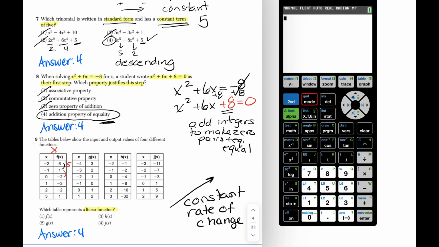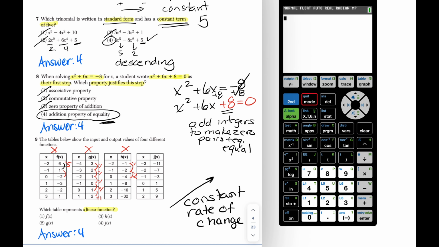So I move to the next one. 3, I'm going down 1 to get to 2. I'm going down 1 to get to 1. Down 1 to get to 0. But now I'm going plus 1. So this one, not it. And now I'm going plus 1 again. So this one went down and then went up. So that one's not it. Now I look at the third one, and from 1 to negative 2, I'm subtracting by 1, and then now I'm subtracting by 2. So already not constant.